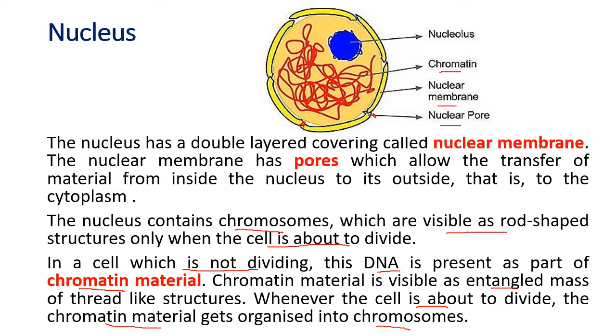So again, this is the general structure of the nucleus: a double membrane, and then the chromatin material which contains the DNA, the genes.